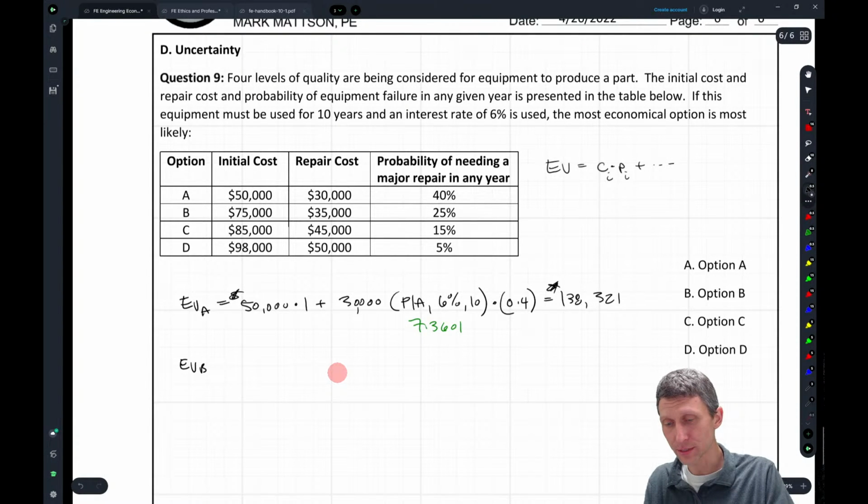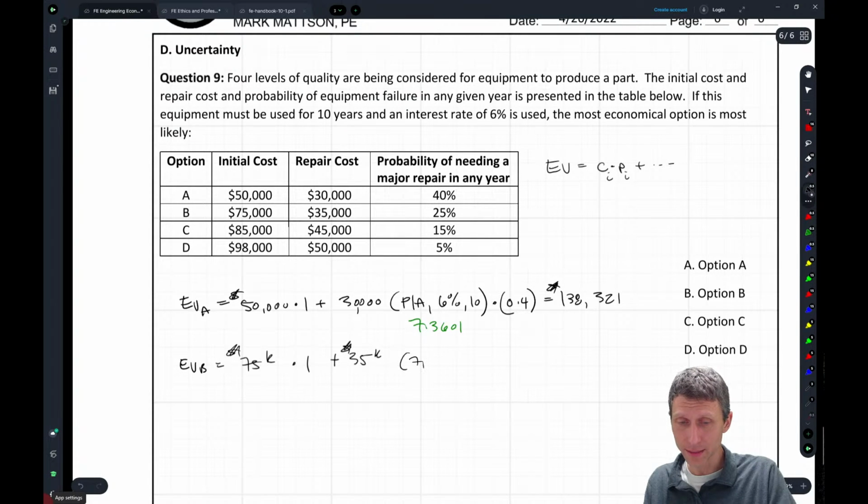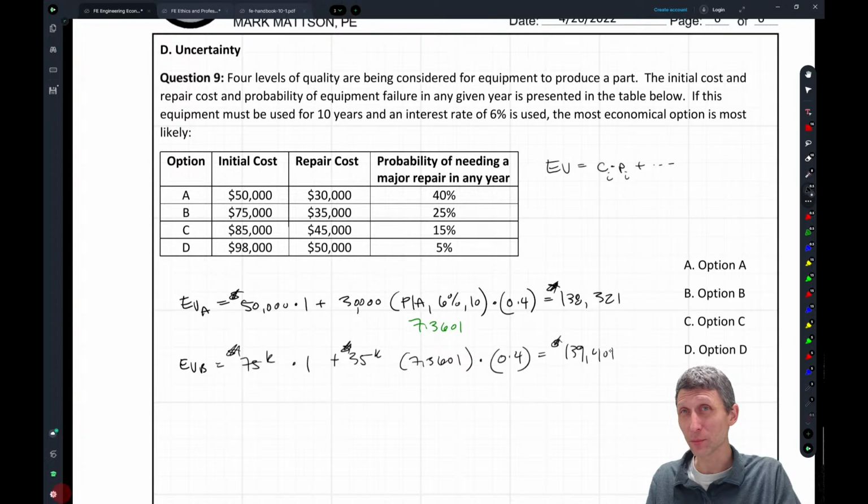We're going to say expected value of B. What's this? 75K times 1 plus 35K times that 7.3601 times our 0.4, and for that one I'm going to get $139,401. So the second option is a little bit more expensive, but not much more, because that 25% is a lot better than the 40%.